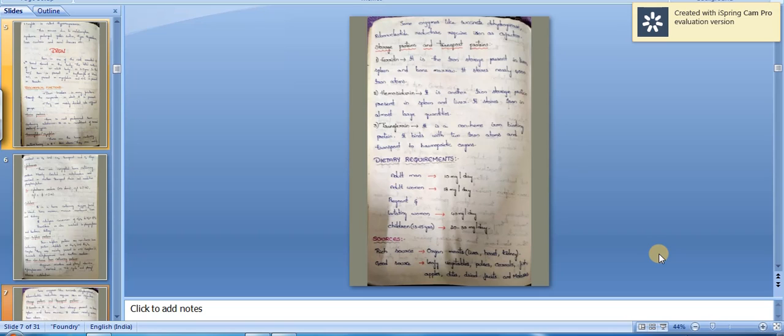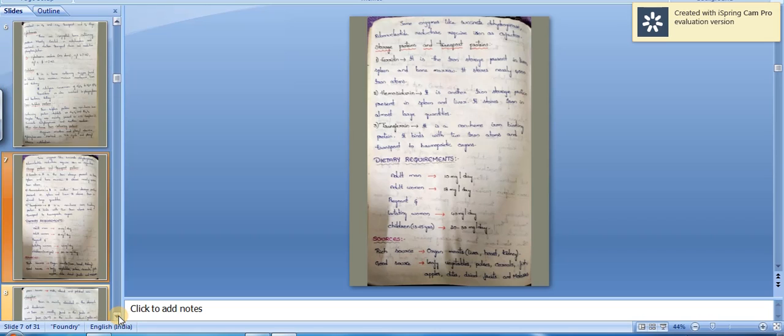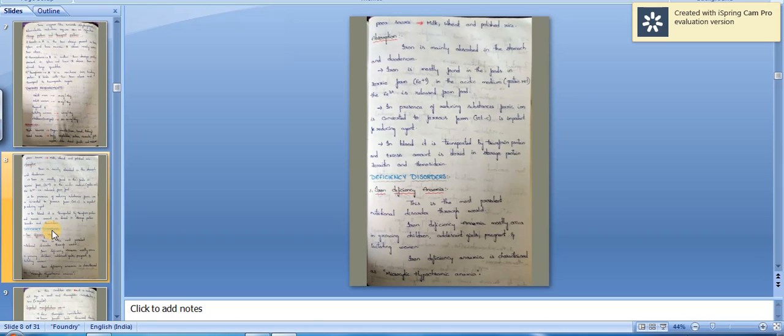Next, coming to absorption. Iron is mainly absorbed in the stomach and duodenum. Iron is mostly found in foods in ferric form. In the acidic medium, the iron Fe3+ is released from food. In the presence of reducing substances, ferric ion is converted to ferrous form.